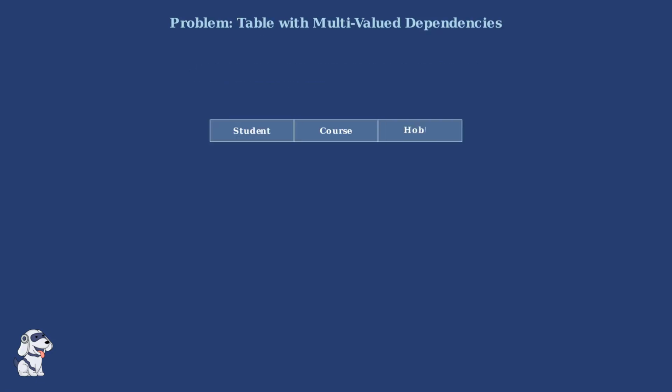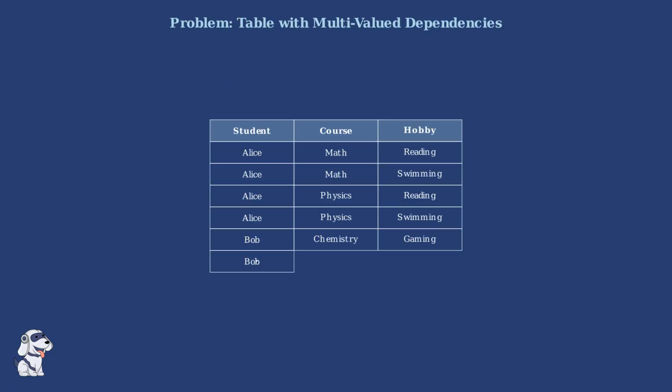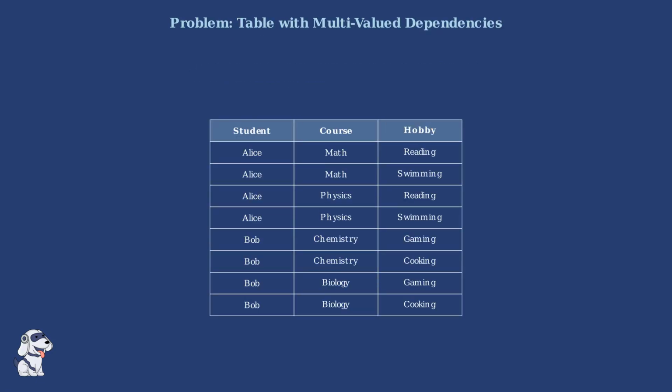Here we see a table that violates fourth normal form. Notice how Alice takes both math and physics courses and has both reading and swimming as hobbies. The problem is that every combination of course and hobby must be stored, even though courses and hobbies are completely independent of each other. This design creates a Cartesian product problem. If Alice has 2 courses and 2 hobbies, we need 4 rows. If she adds another course, we need 6 rows. If she adds another hobby, we need 8 rows.